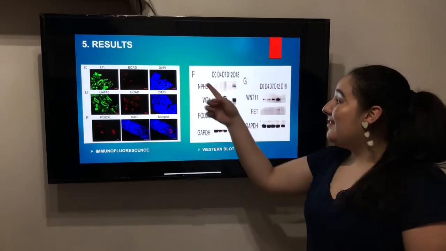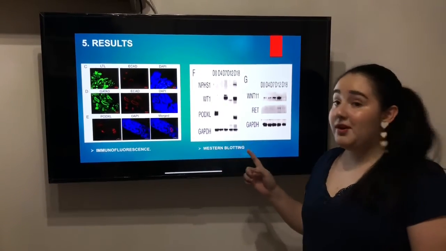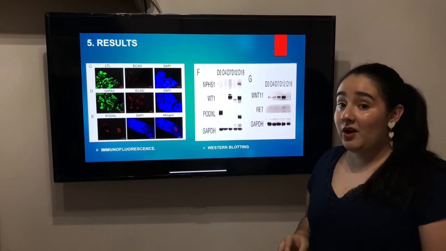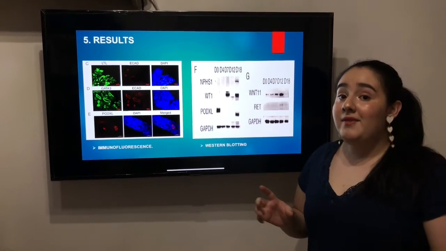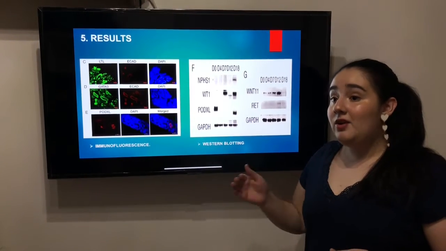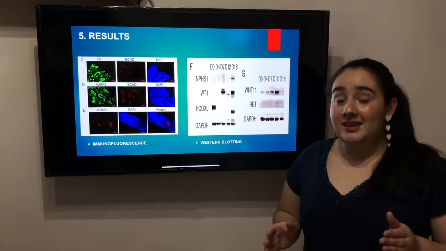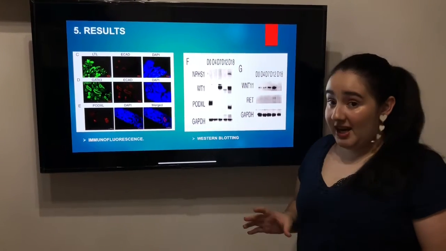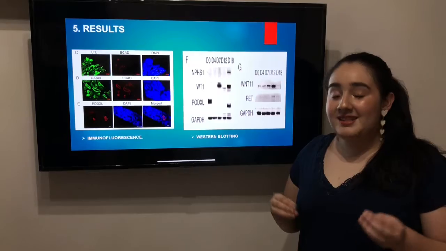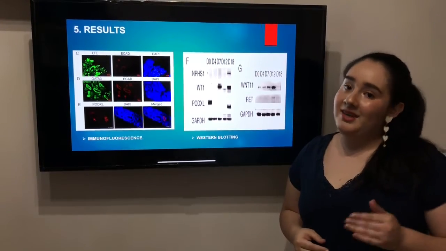Western blotting. Here we have the podocyte markers and we have the control group. We can see that the second marker, which is WT1, began to be expressed at day 7 and the other ones were highly expressed at day 18. This result suggests that podocyte-like cells may exist in the kidney organoids.